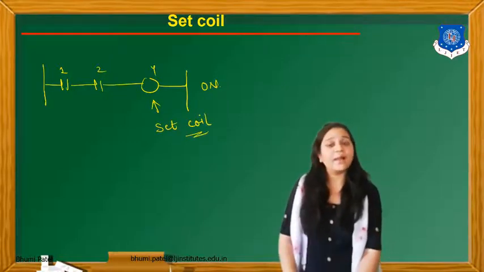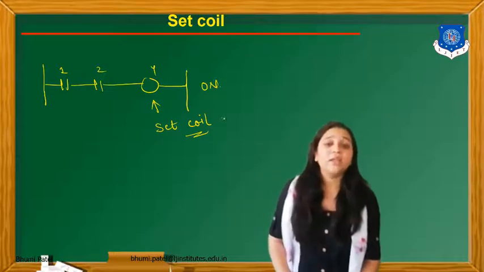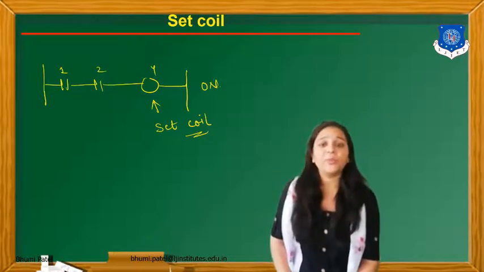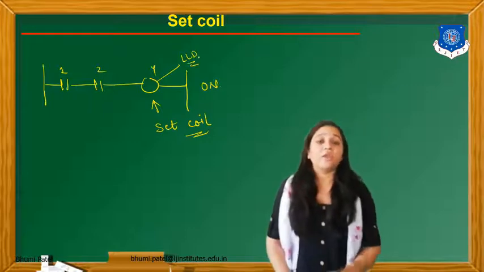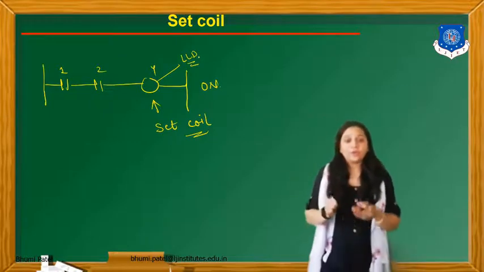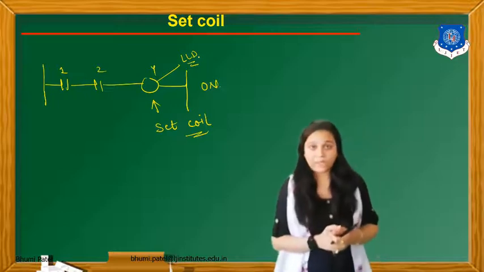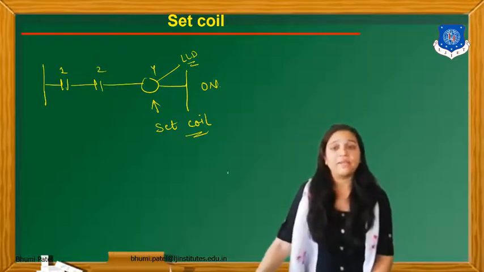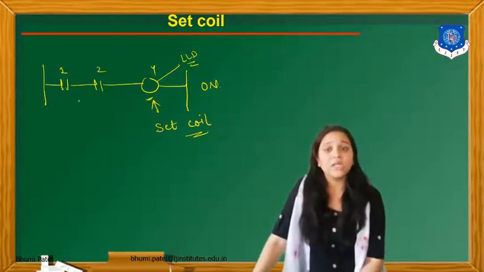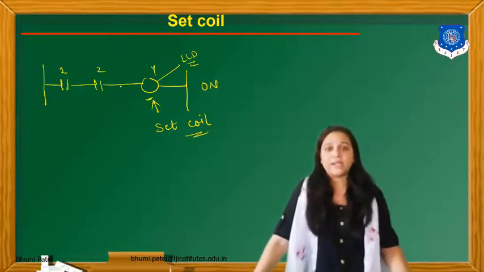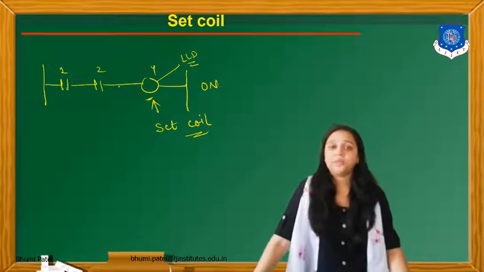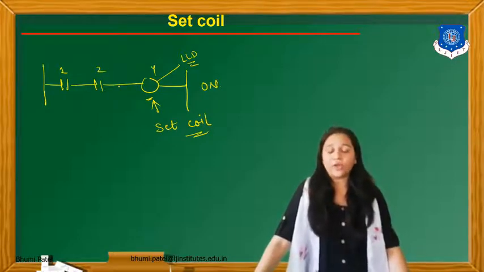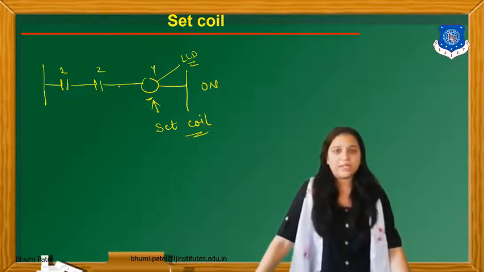Set coils are generally used in the relay logic diagram. We can put a circle here for the ladder logic diagram; we cannot connect the coil in the ladder logic diagram program. So what is the meaning of the set coil? If we get the output in the on condition when all the conditions are satisfied, at that time we can connect the set coil in the relay logic diagram.